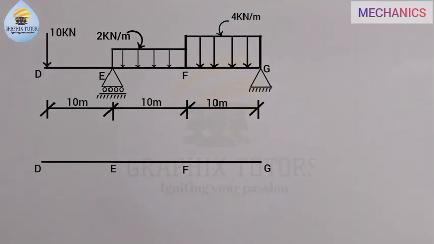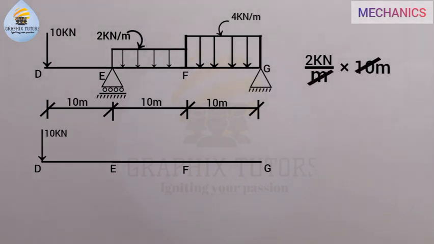Similarly, we have a point load at D. I'm going to put it there. And in between E and F, we have a uniformly distributed load of 2 kilonewton per meter. The 2 kilonewton per meter means that every meter is 2 kilonewton. So when you have 10 meter, it means 2 kilonewton per meter times 10 meter. You discover that the meter here will equate the meter here. We're left with 10, and 10 times 2 is 20 kilonewton, right?